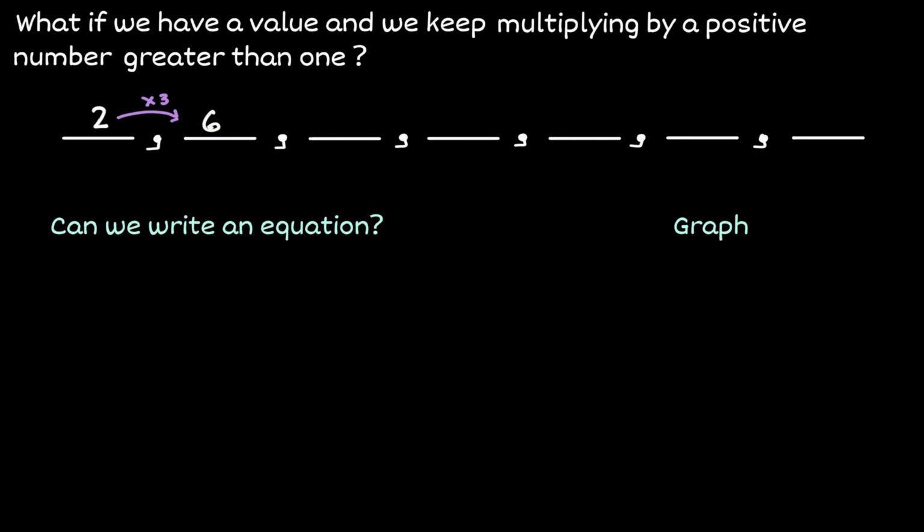And we keep doing this. Let's get 6 and let's multiply times 3, which is going to give us 18. And we keep doing this. Now let's get this 18 and let's multiply times 3. Now we're going to get 54. And we continue doing this.